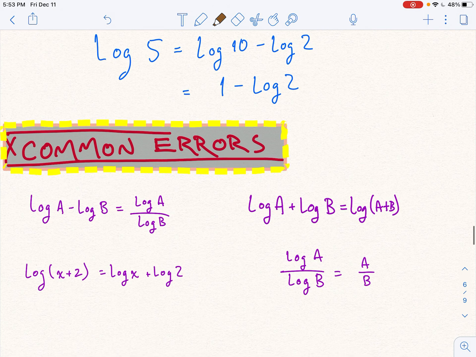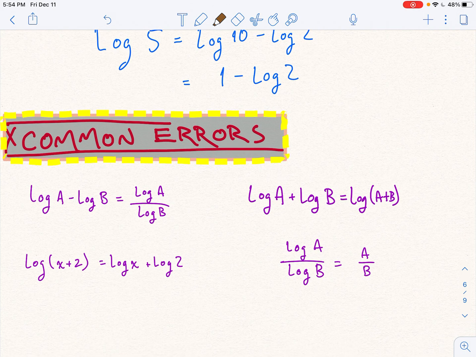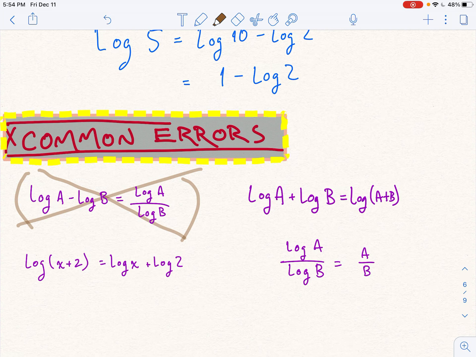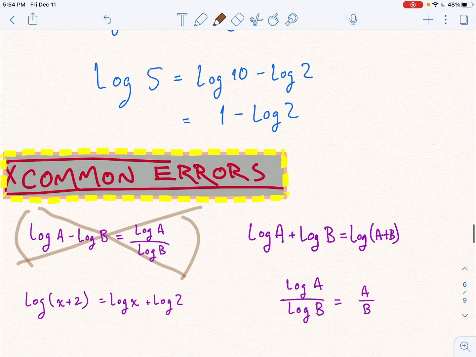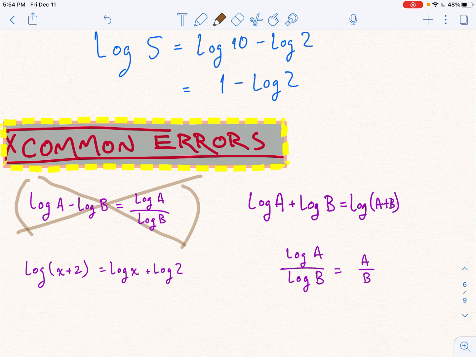I wanted to point out first, though, a couple of common mistakes that people make. Please look at these carefully. First one here, log of A minus B equals log of A over log of B. No, that is wrong. All right? That is a very common mistake that people make. Make sure that you observe what that quotient rule actually says. It's not log of A divided by log of B. It's the log of A divided by B. All right? It's a single log there. Okay? Another one, log of A plus log of B equals log of A plus B.